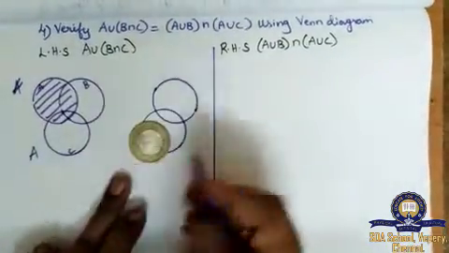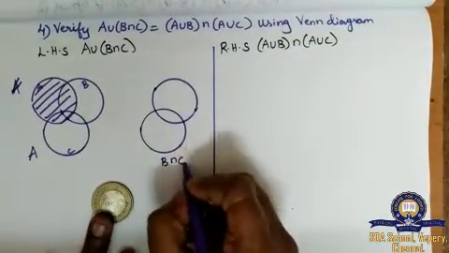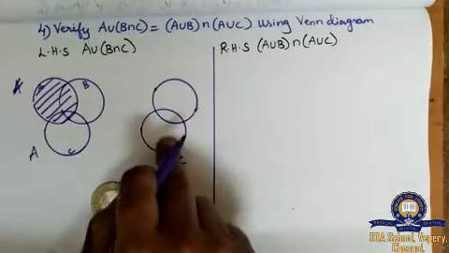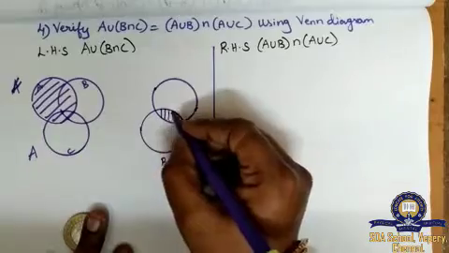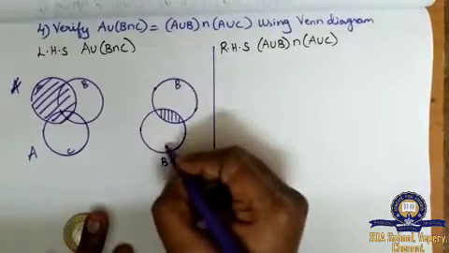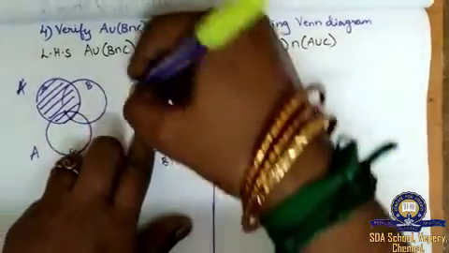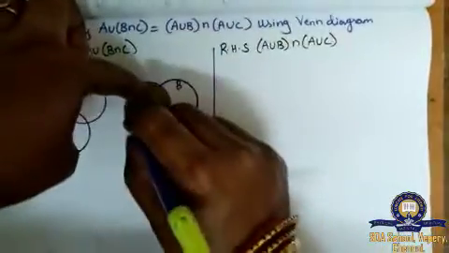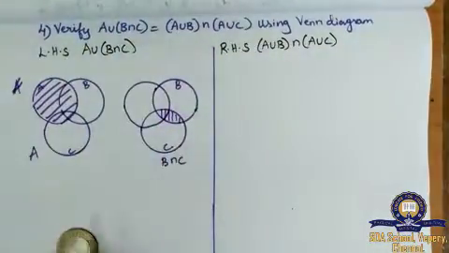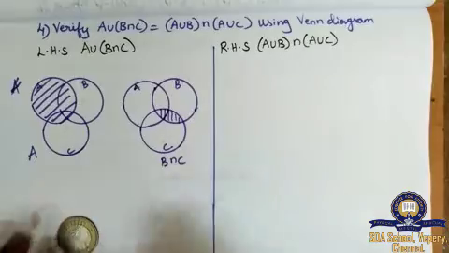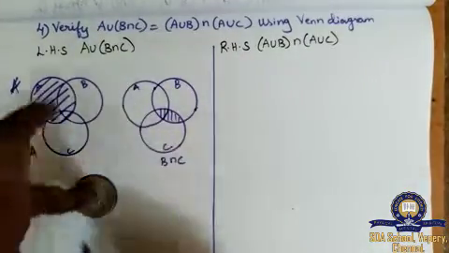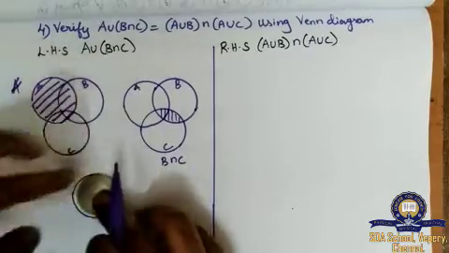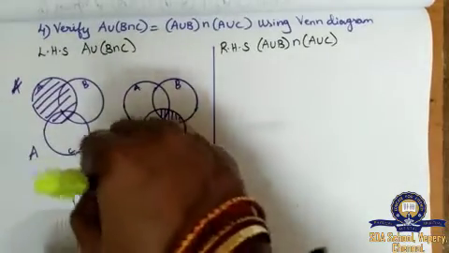Here the question is B intersection C. A I've drawn, then B intersection C. Finally, I'm going to combine and write. B intersection C means this part is common. So next I'll draw this A circle. Next, this is A. You have to write all these things. Next, I'm going to combine and shade all the left hand side.